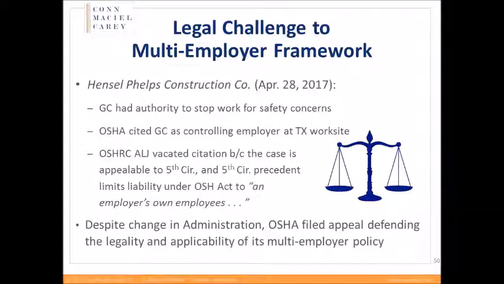So although the circumstances are very specific to the Fifth Circuit, it demonstrates how OSHA's multi-employer framework may be questioned based on how other adjudicatory bodies outside the Commission have interpreted the obligation of the OSHA Act and its regulations. One more quick notable thing about this, OSHA under the current administration did file an appeal of this decision to defend the legality and the applicability of its multi-employer policy. And this is significant because it demonstrates that OSHA, even under the Trump administration, does not intend to back down from the multi-employer policy and will likely continue to pursue it.